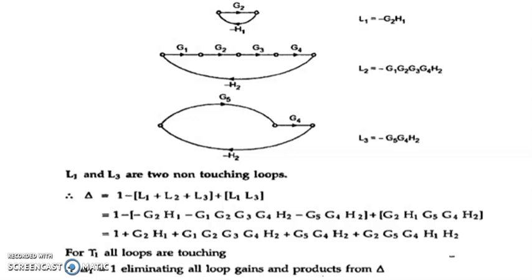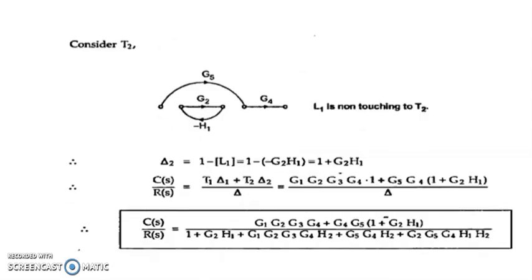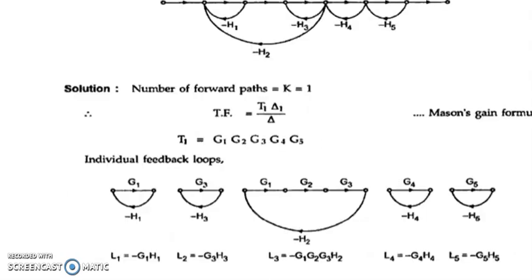Then what you have is delta 1 is equal to 1 because all loop gains which are touching the forward path are eliminated, and then delta 2 is equal to 1 minus L1 which is 1 plus G2 into H1. The moment you replace T1 and delta 1 and T2 and delta 2 and delta with their equivalent values, you will get the overall transfer function.